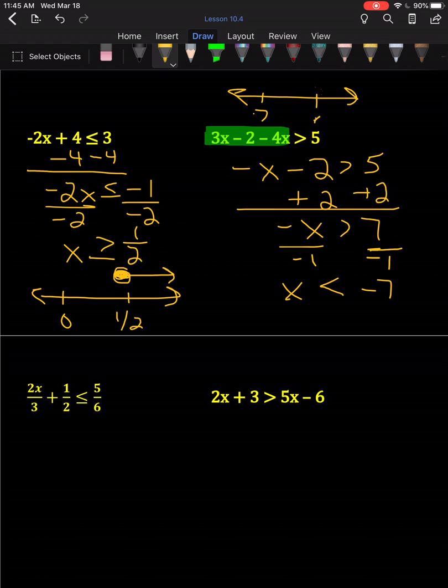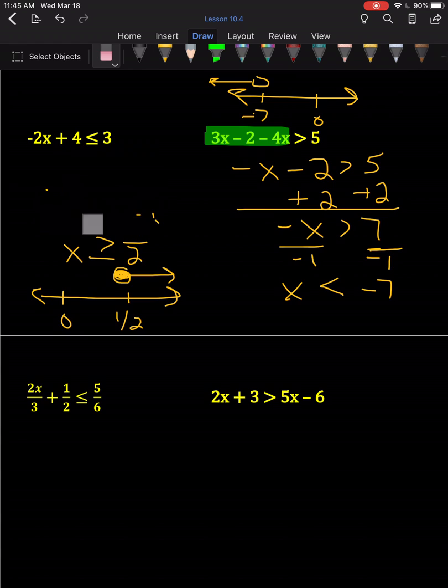So we'll slap down negative 7, we'll slap down 0. We'll put an empty circle above the negative 7. And less than goes to the left. Okay, so now we can erase all this.